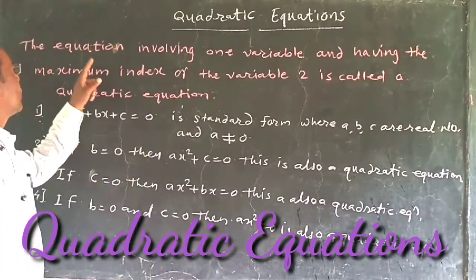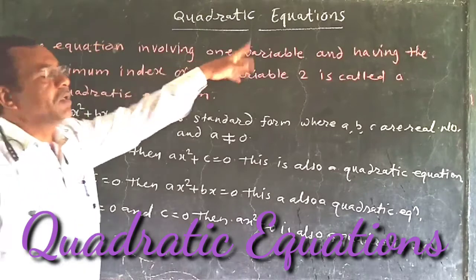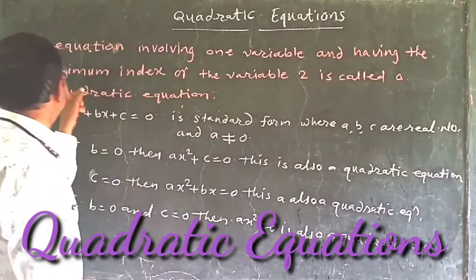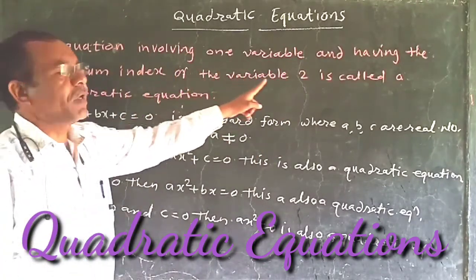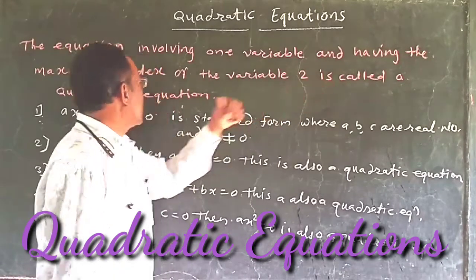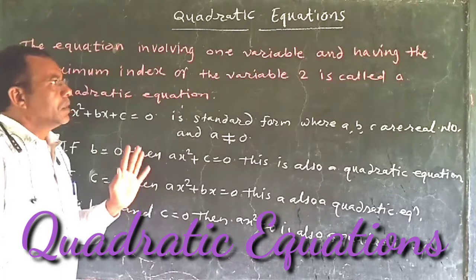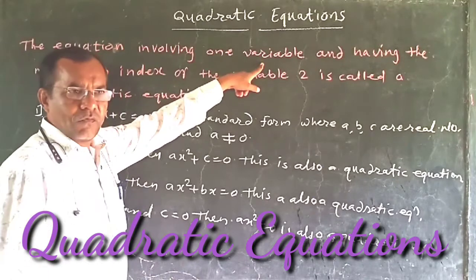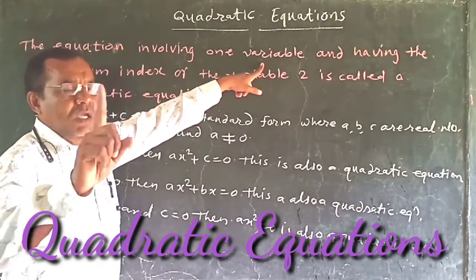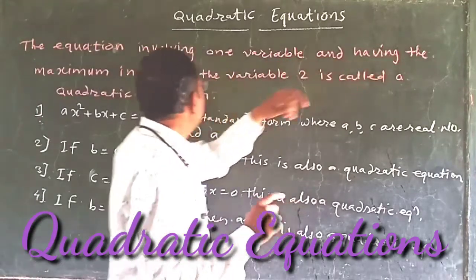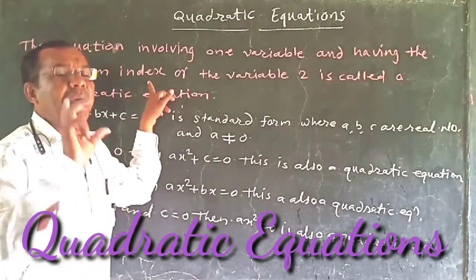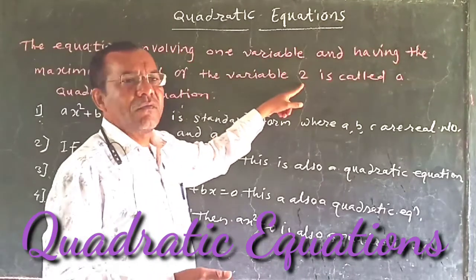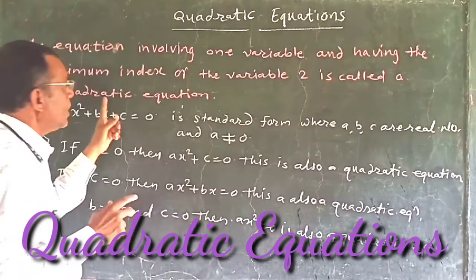See, here is the definition. An equation involving one variable and having the maximum index of the variable 2 is called a quadratic equation. See once more, the equation involving one variable, जिस इक्वेशन में एक वेरिएबल है and having the maximum index, highest index, सबसे ज्यादा इंडेक्स कितना चाहिए वेरिएबल का 2, then it is called a quadratic equation.